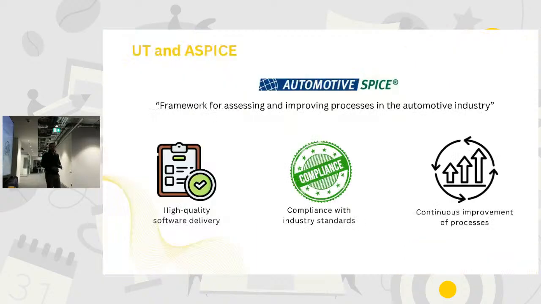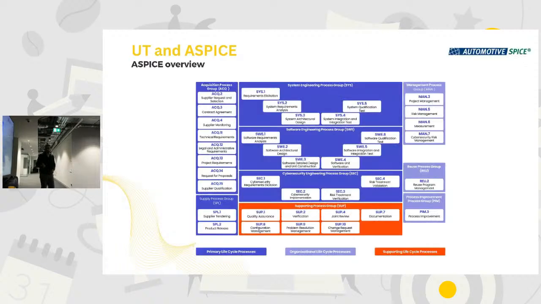So ASPICE is a framework for assessing and improving processes in the automotive industry. It's a well-known term in the world of automotive projects in Europe and other places, and it's a standard that focuses on the process of testing. Basically, what we do for test from the beginning until the end. It includes documentation, rules, etc. It allows us to have high-quality software delivery, or at least helps us do that, compliance with industry standards, and continuous improvement of the processes.